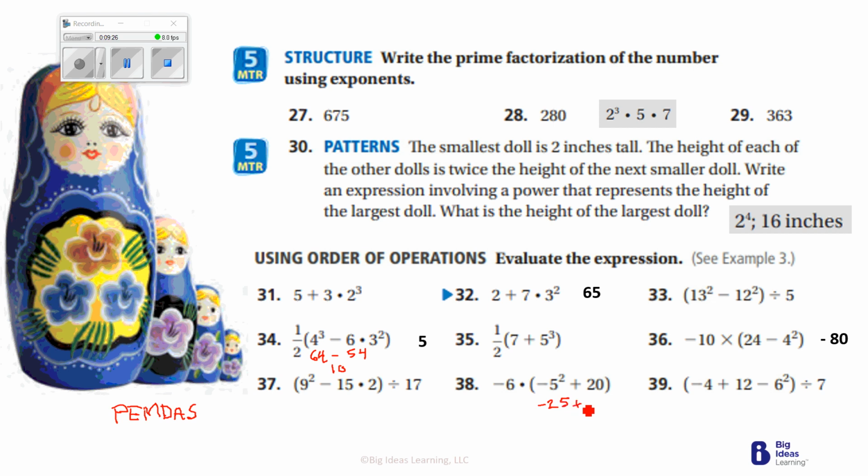Adding it to 20. We have to remember the negative is bigger than this positive number. So this will give us 25 minus 20. And then keep the sign of the bigger number, which is 25. We get a negative 5. Now we have negative 6 times negative 5. A negative times a negative is a positive, and 6 times 5 is 30. So I'm thinking this must be 30. And there it is.